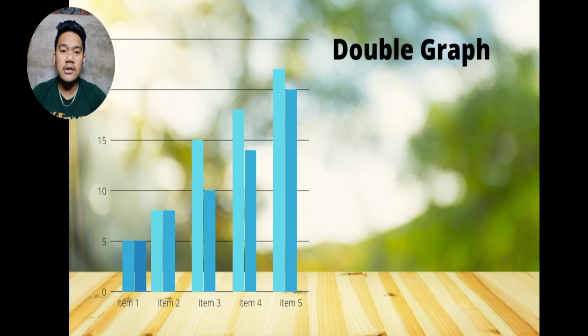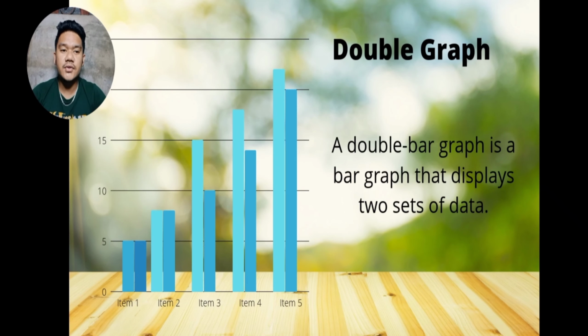Lastly is the double graph. A double graph is a bar graph that displays two sets of data. This graph has a big difference from the horizontal and vertical graphs, because a double graph has one data set with two variables, and they have the same purpose again, to monitor the improvement or the deterioration of the represented data.